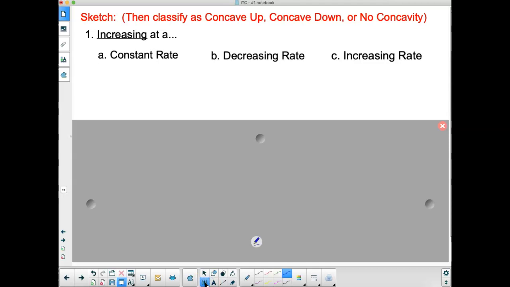But from the concavity intervals on the previous page, what we are going to do is sketch and then classify as concave up, concave down, or no concavity. Now, all we know here in number 1 is our function is increasing. That means it is going up from left to right. So if I'm increasing at a constant rate, what does my sketch look like? Increasing at a constant rate, that would be a line, wouldn't it? And lines have no concavity.